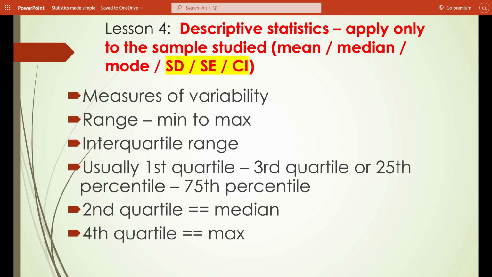I have begun scripting the lecture, so I hope the presentation will be smoother. In this lesson, we will look at measures of variability.